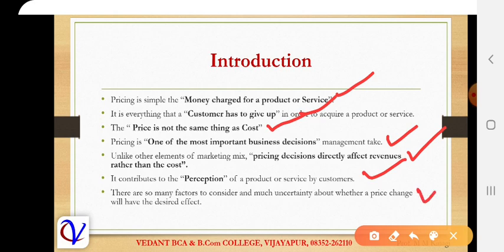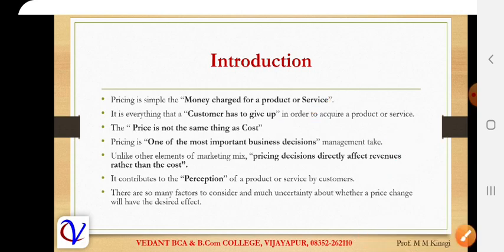Then the last point is that there are so many factors to consider and much uncertainty about whether the price change will have the desired effect. Yes, definitely, uncertainty will be there in the market. So before setting the price, there are various factors we need to consider before fixing the price.